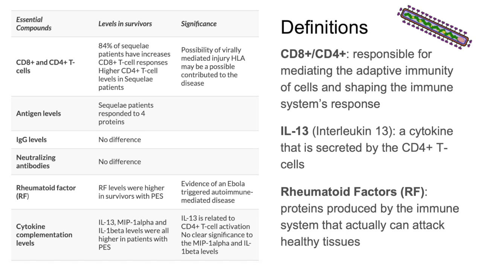Another idea they had was that Ebola has triggered an autoimmune disease resulting in tissue damage. This idea is backed up by the fact there were heightened rheumatoid factor levels in patients with PES. RF are proteins produced by the immune system that actually can attack healthy tissues. Because RF is associated with other autoimmune diseases, this is a very viable explanation.